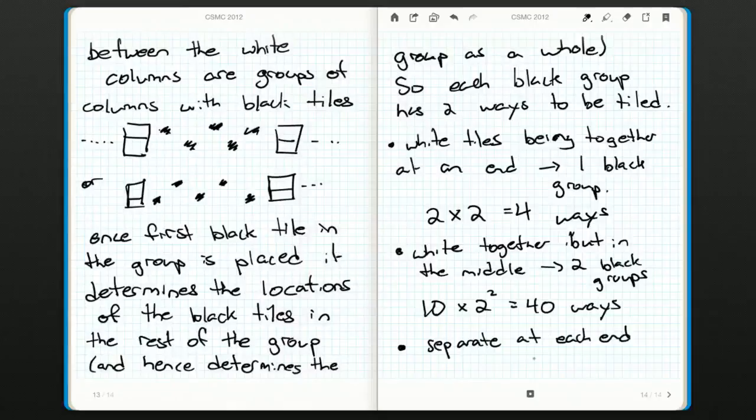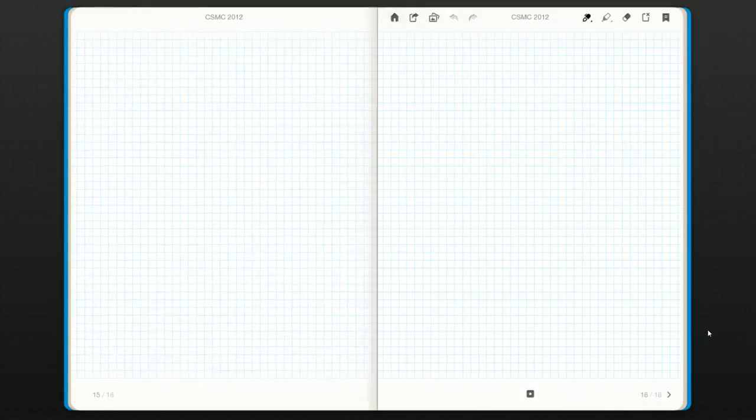They're separate and they have one at each end. That gives us one black group. That's 1 times 2 equals 2 ways. So in total we have 46 ways so far. Okay, what were the other two scenarios?